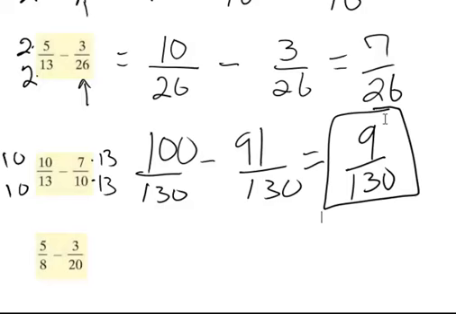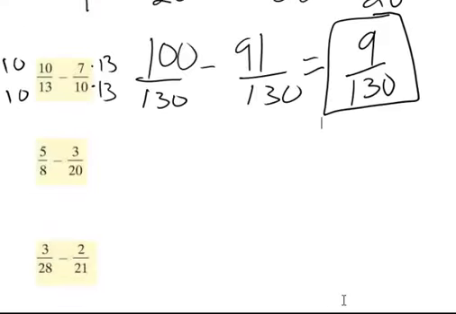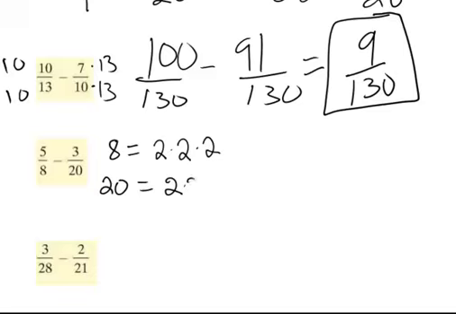All right, so for the next problem I have here, again, I'm going to go ahead and use my rule of finding the prime factorization. So the first thing I'm going to do is break down my number 8. 8 is 2 times 2 times 2. Now 20 is 2 times 2 times 5.